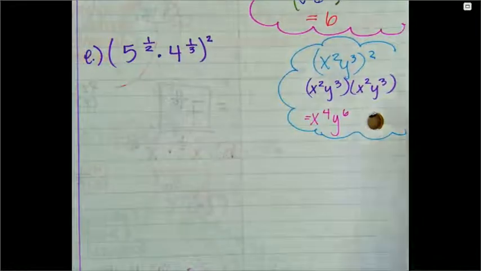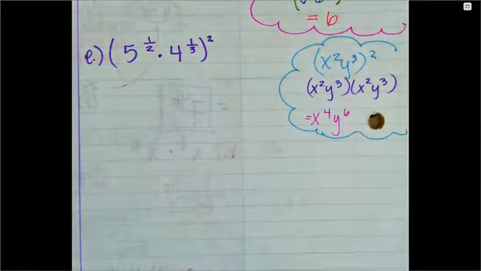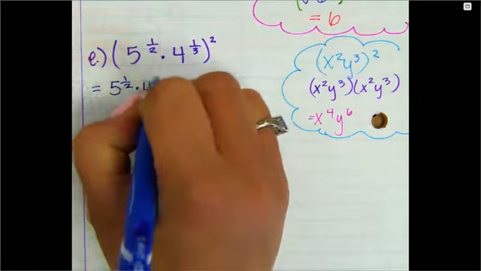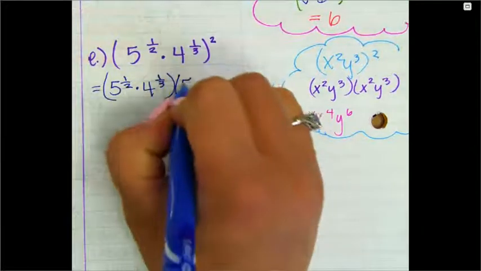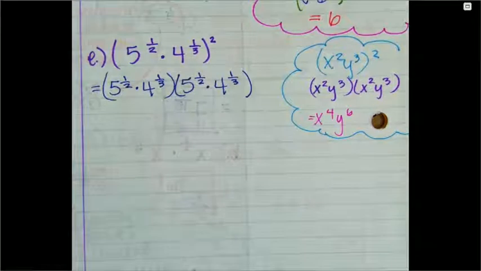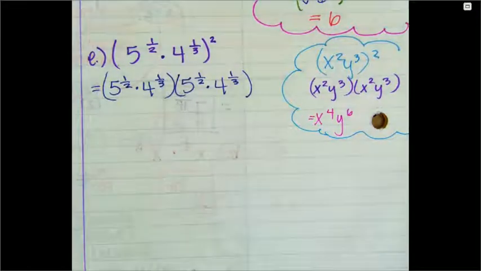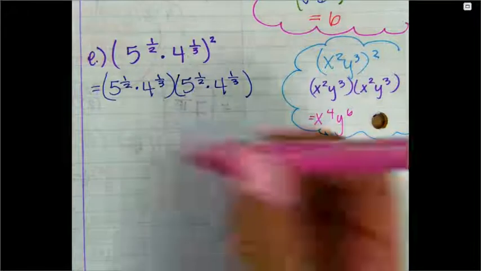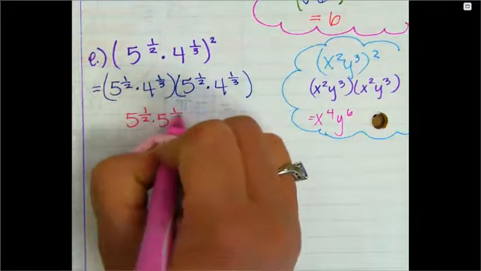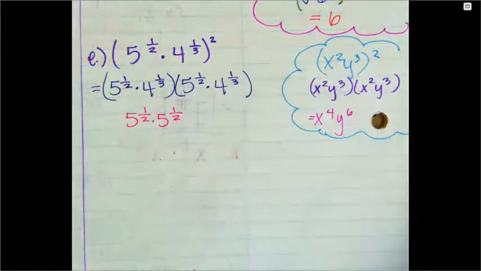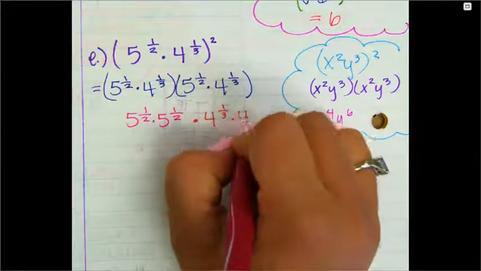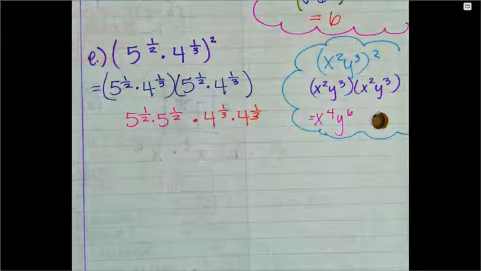So what do you want to do? Write it how many times? Twice. Okay. So 5 to the 1/2 times 4 to the 1/3 times 5 to the 1/2 times 4 to the 1/3. Yes? Okay. Can I rewrite it just to be a little bit nicer? 5 to the 1/2 times 5 to the 1/2, and then 4 to the 1/3 and 4 to the 1/3. I just rewrote it so I could put them together.